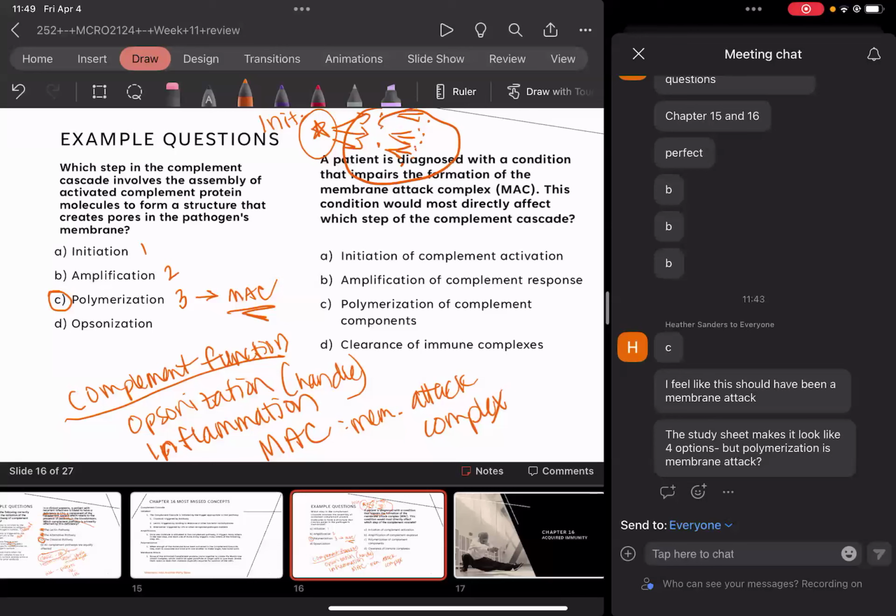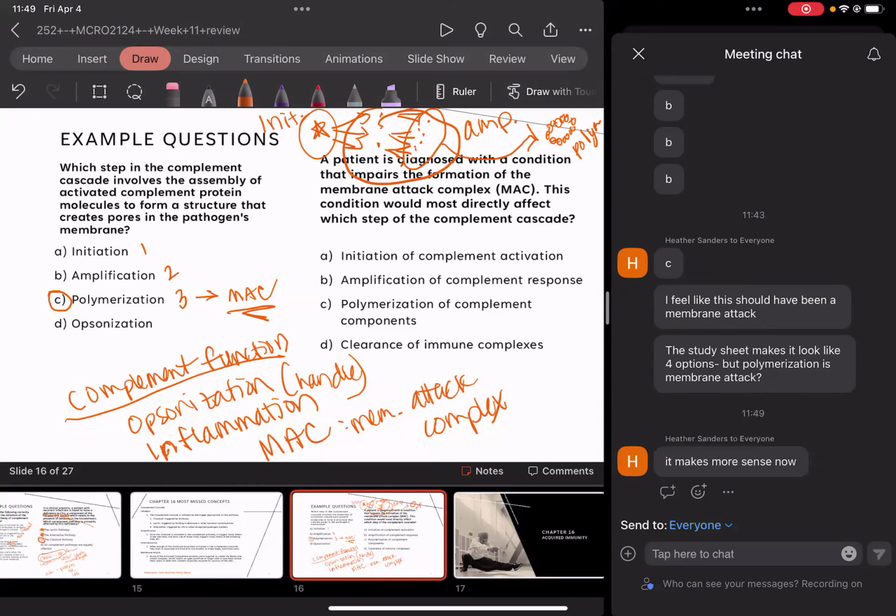This process is the amplification. And then once you get all of these guys, they can come together. Once you've amplified them, they will come together and polymerize. That's the polymerization step. The end result of the polymerization after you've polymerized is the membrane attack complex, but you cannot form the membrane attack complex without polymerization. Yeah, is that making a little more sense how we got there? So that's why that is the answer for that.